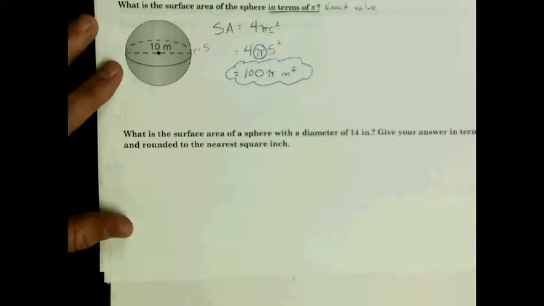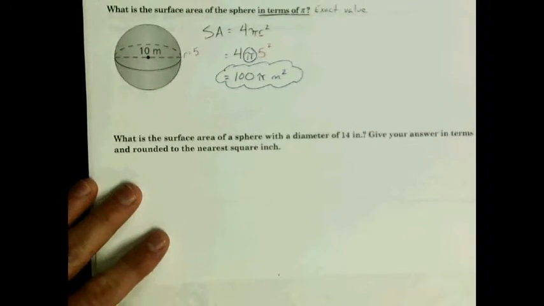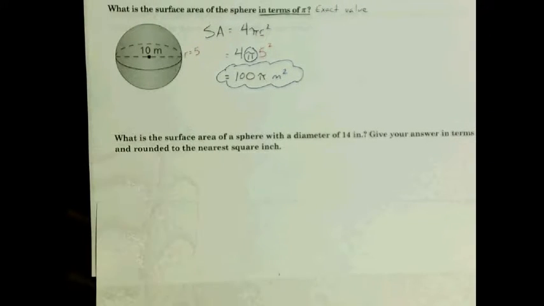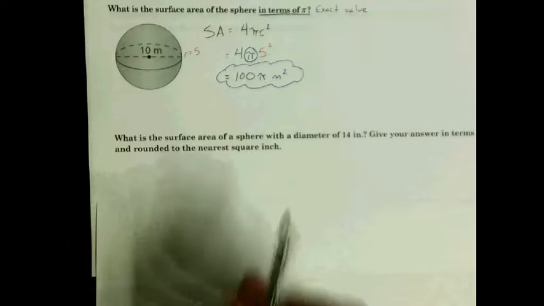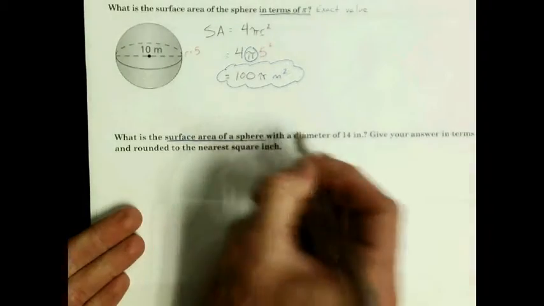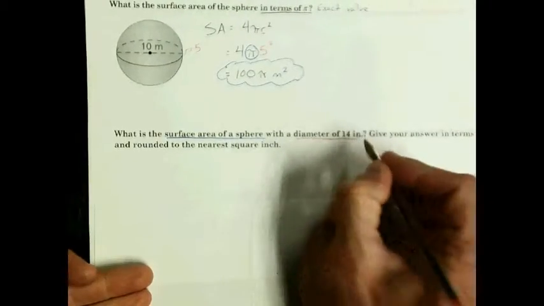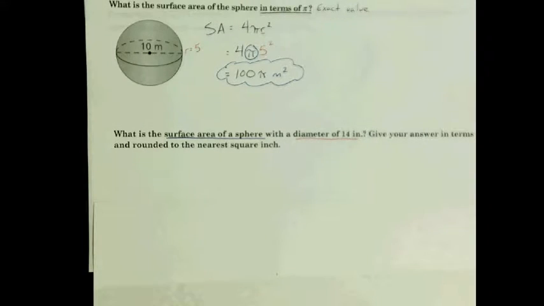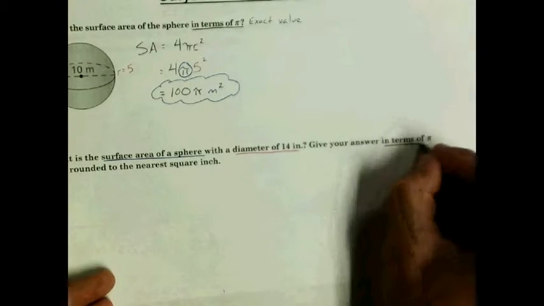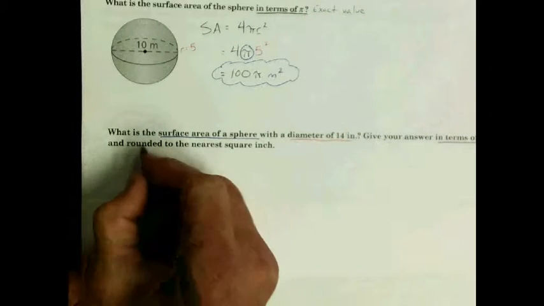Now let's talk about another question. Now this is words, no pictures, okay? We can do this. What's the surface area of a sphere? Okay, that's doable. We know the formula we're working with. It has a diameter of 14 inches. We got that down. And now what we're going to do is give our answer both in terms of pi, an exact value, and rounded.